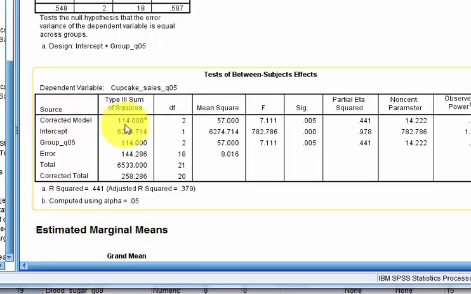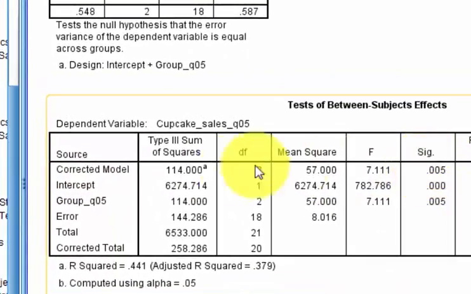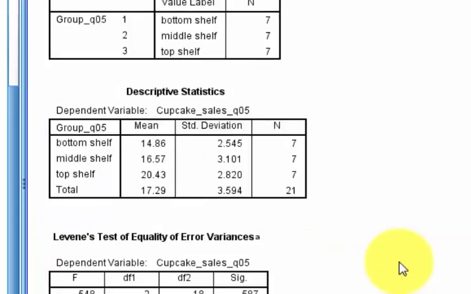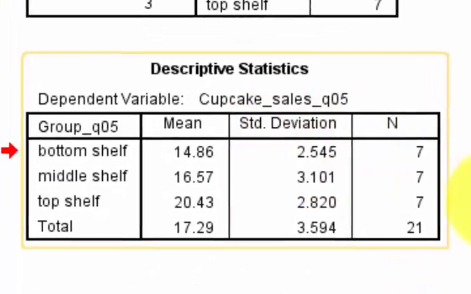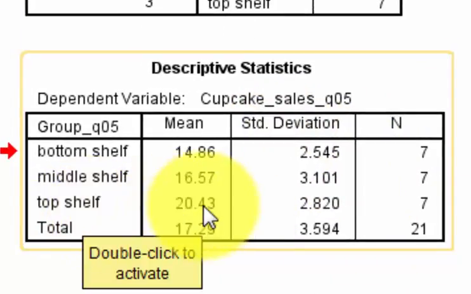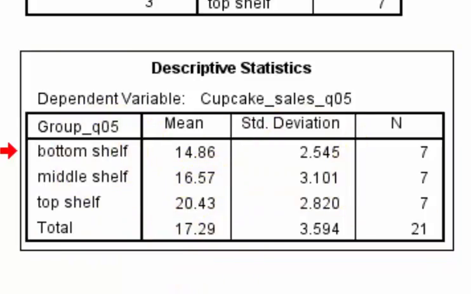So we either go to the corrected model, look at that significance value, or the grouping. They should be identical, and they are, okay? So the significance is 0.005, which is less than 0.05, which means we do have a significant difference between the groups. So in other words, it does depend which shelf these cupcakes are being sold on, and if you scroll back up to the means box, that's this descriptive statistics, it tells you right off the bat that they seem to be selling the most on the top shelf and least on the bottom shelf.